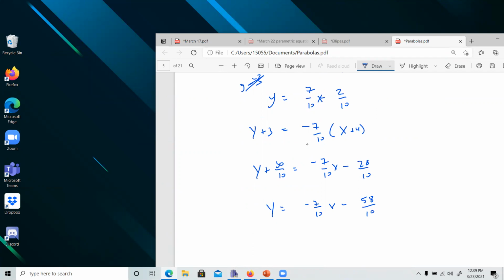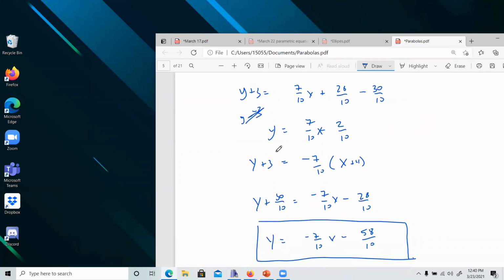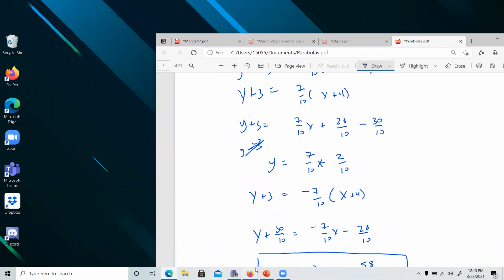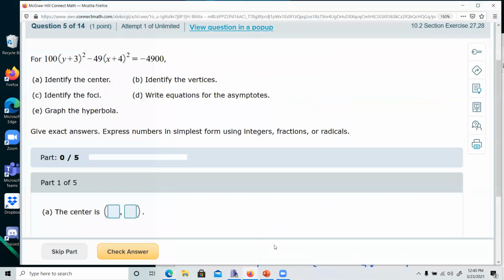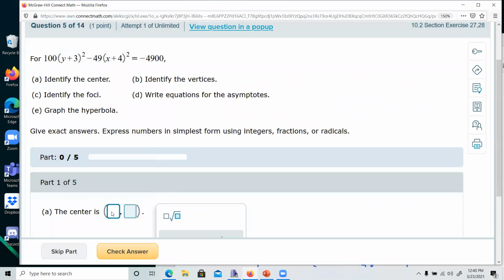Oh boy, this is looking too much fun to graph, isn't it? So, right, when we go to graph it, we'll worry about it then. All right. So what's my center? My center was -4, -3. That one's not so bad.